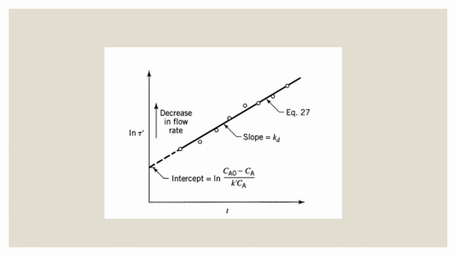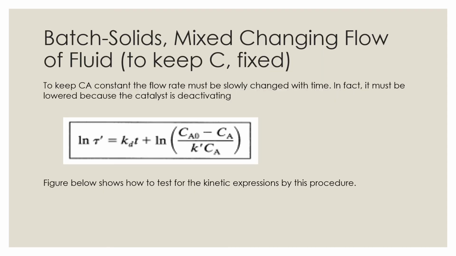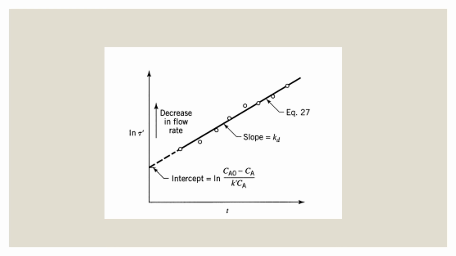Here we again draw the curve. Now this curve is between ln of tau dash and t by using this equation. We compared it with y is equal to mx plus c and we get this curve. On the y-axis we have ln of tau dash, on the x-axis we have t, and the curve again is a straight line with y-intercept as ln of (C_0 minus C_A) by (k dash C_A) and the slope equal to k_d. Now as we move farther on the y-axis, there is a decrease in flow rate.